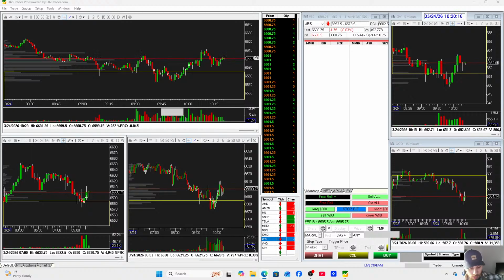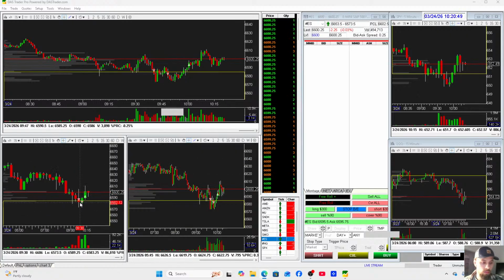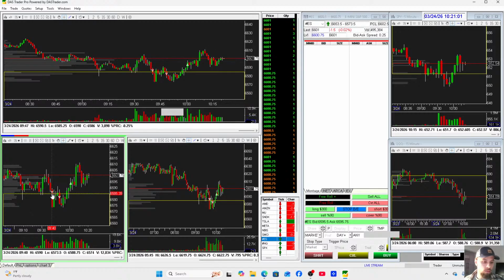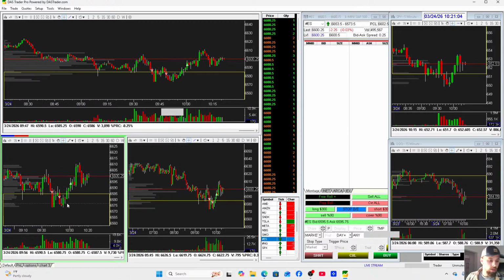Went 0 for 1. Lost a little over $1,000. Closed my position a little later than I would have wanted to, but thought it was a good trade, good entry, but obviously went wrong somewhere.